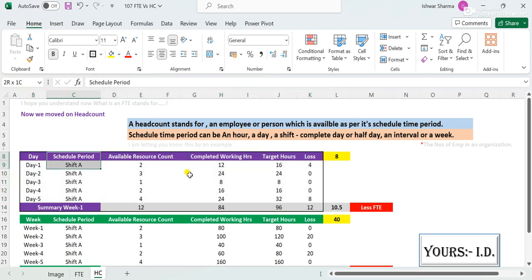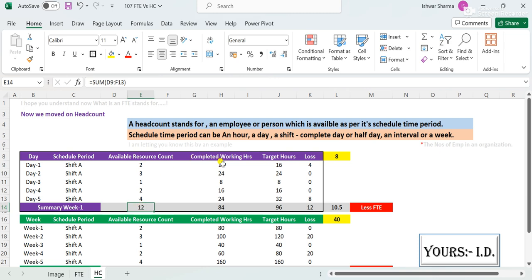You can see here shift A. We can say shift A, shift B, shift C, whatever, but I have mentioned shift A. The available resource count in shift A from day one to day five is: two resources, which means two headcount, then three headcount, one headcount, two headcount, four headcount. In total, 12 headcount for a week. If you add them up, it will reflect 12 people.